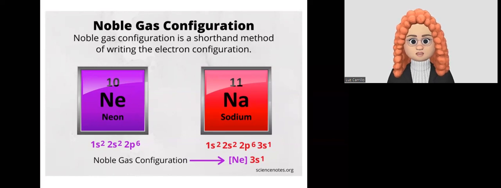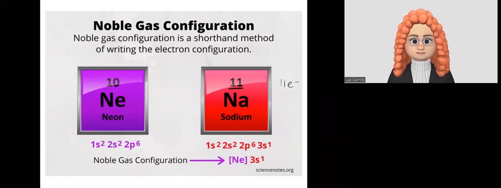So if we look at the full electron configuration for sodium, which has 11 electrons, because its atomic number, which we can see right here, is 11, those 11 electrons in sodium live specifically in the areas 1s2, 2s2, 2p6, 3s1.